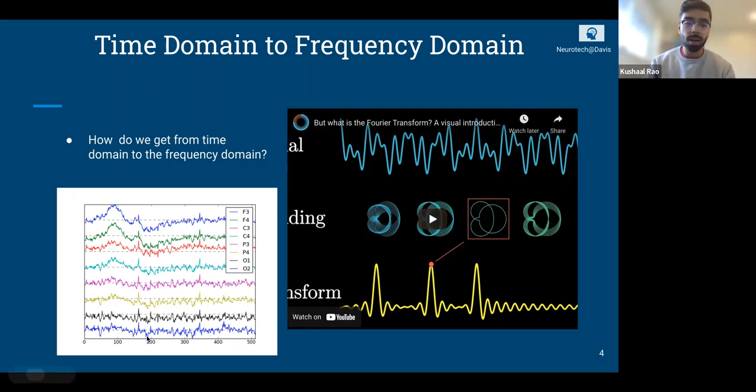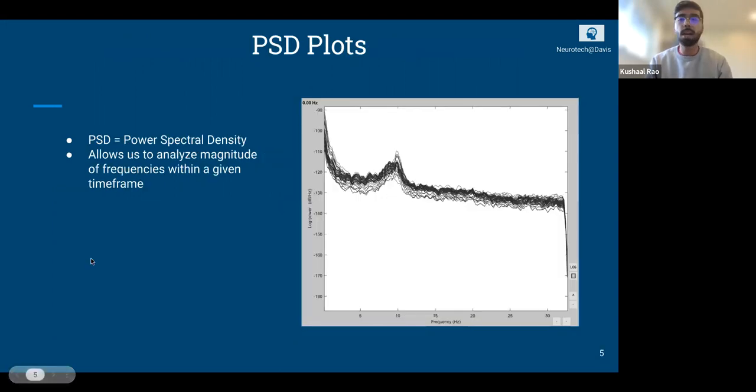But once we have frequencies, how do we interpret frequencies? Or what is a way we can plot frequencies to understand how exactly frequencies are changing as a function of time? So that brings us to PSD plots, and PSD stands for power spectral density. This graph allows us to analyze the magnitude of frequencies within a given time frame. So let's break down what we're looking at over here.